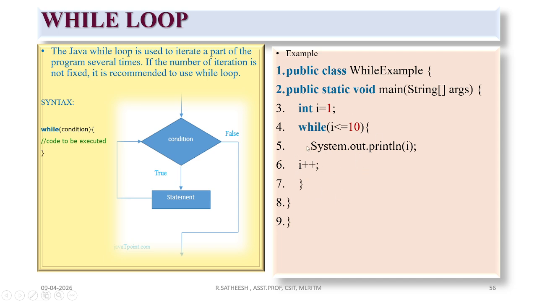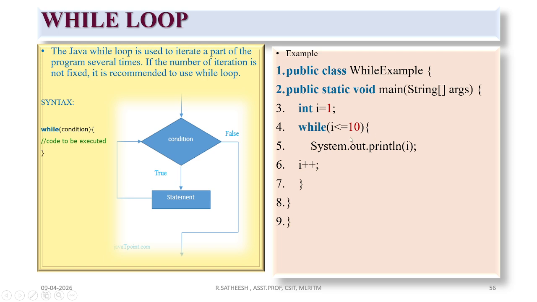6 less than or equal to 10, 7 less than or equal to 10, 8 less than or equal to 10, 9 less than or equal to 10, and 10 less than or equal to 10. As of now, the condition is true. That's what the i value is printing. And now your i value would be 11 this time because of i plus plus. In this case, 11 less than or equal to 10, the condition is false.